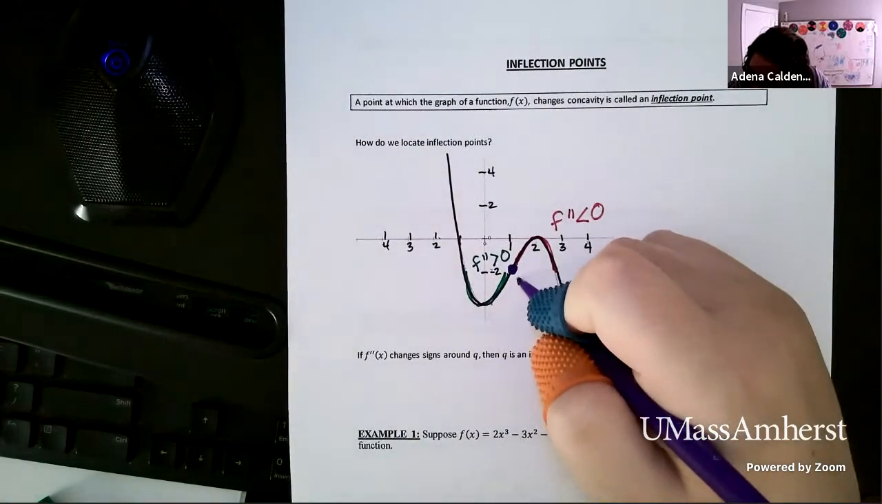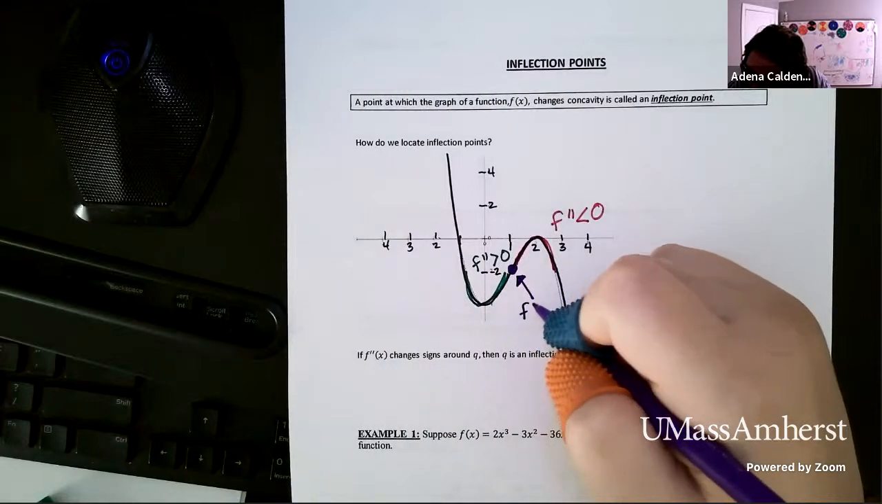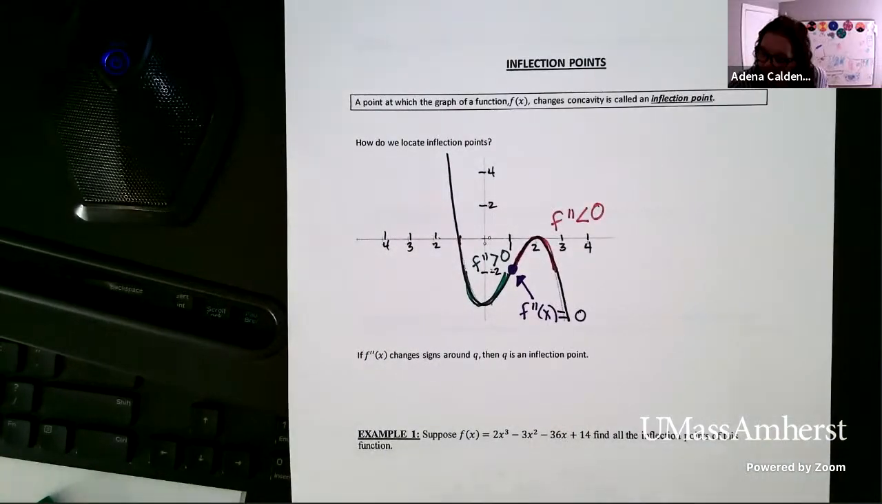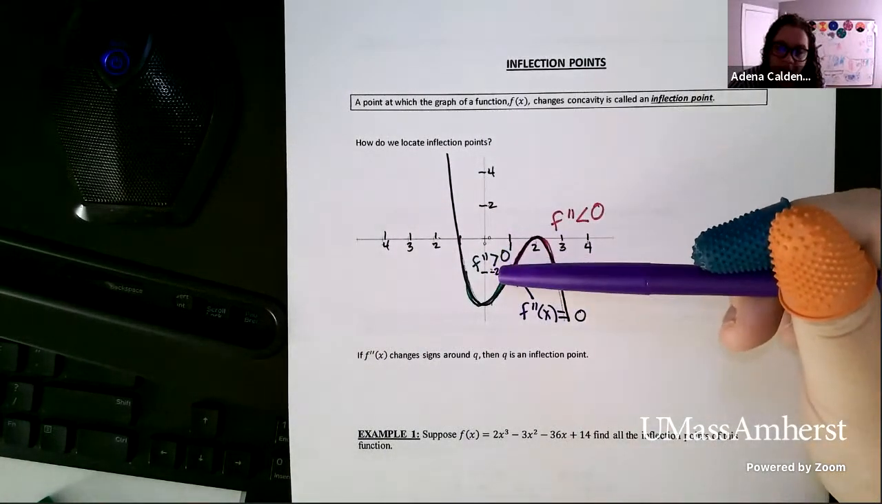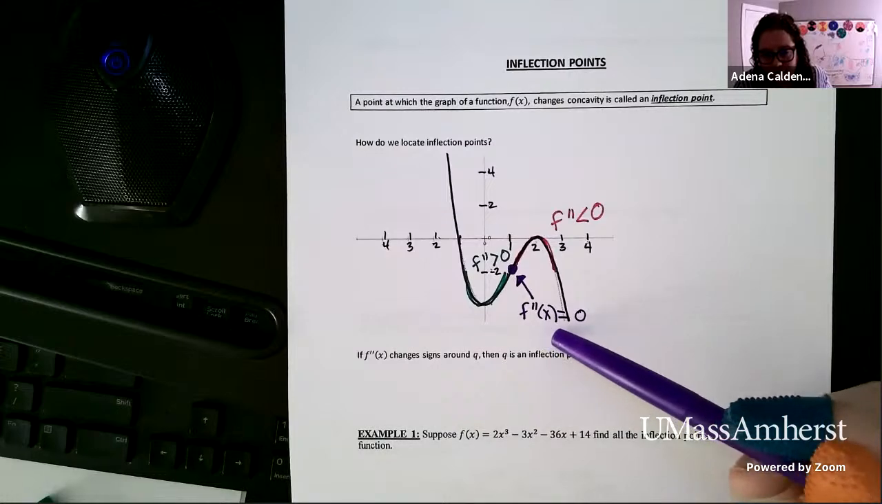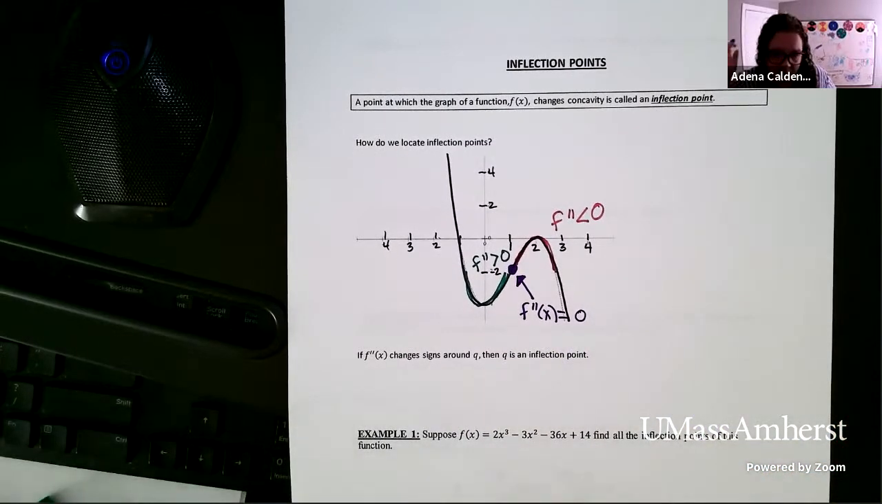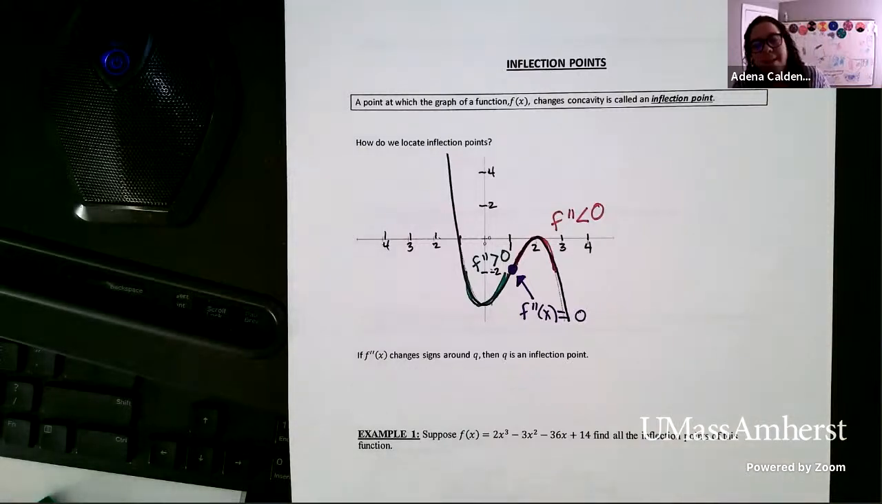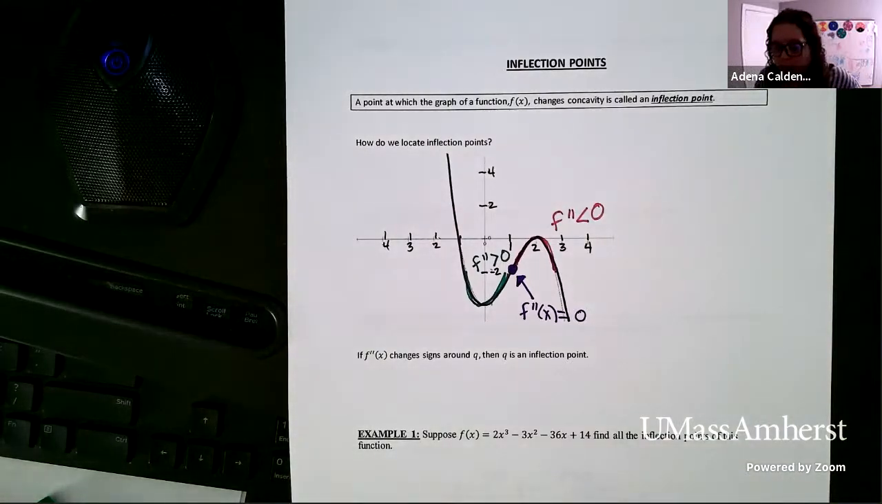So right at our inflection point, right where we change concavity, that is exactly the spot where our second derivative is equal to 0. In order for the second derivative to change signs from positive to negative, or if it was negative to positive, it would have to go through 0. So this is a really important piece of information, that when you have an inflection point, the second derivative equals 0. However, that statement only goes in one direction, right? So if you have that the second derivative equals 0, it doesn't necessarily mean that it's an inflection point. It could be a weird spot.